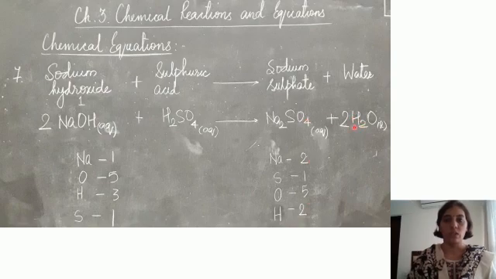Ignore the coefficient. Now what is to be balanced is sodium first. Very simple. Here we have 2 sodium. We will write a coefficient 2 in front of sodium hydroxide. So this is 2 sodium, and sodium is balanced. Now what is left to be balanced is hydrogen. How many hydrogen do we have here? 2 here.